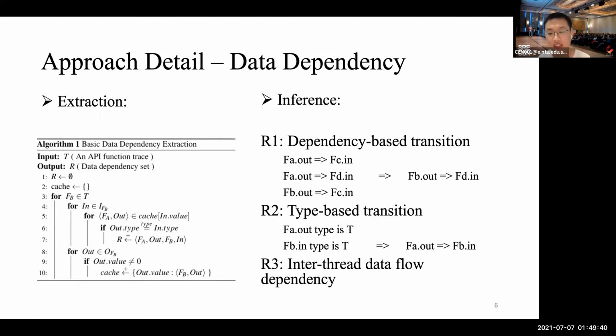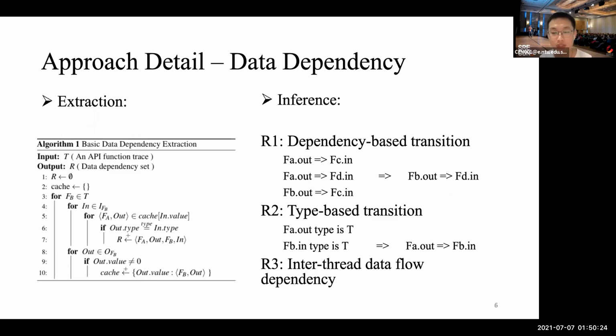Since the learned dependencies can be limited by the traces, we further propose several heuristics to infer new dependencies from the observed ones. We use 3 rules. Rule 1 is dependency-based transition. Let's say this can be pronounced as FA to FC, and it means that one of the output of FA can be used as one input of FC. Well, if we observed FA to FC, FA to FD, and FB to FC from the traces, we can guess they possibly have a FB to FD.